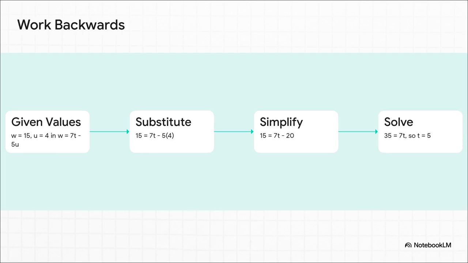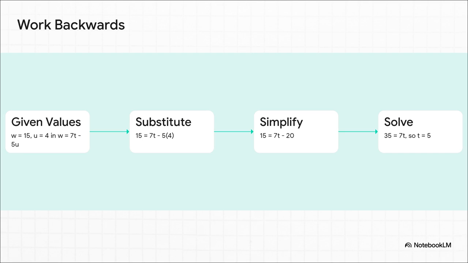Now let's see how this builds when we work backwards. We have that same formula, W equals 7t minus 5u. But this time around, we already know the total. We are given W equals 15 and u equals 4. We need to find t.